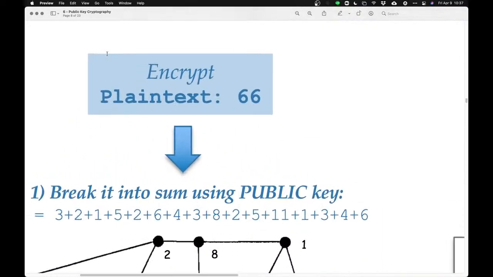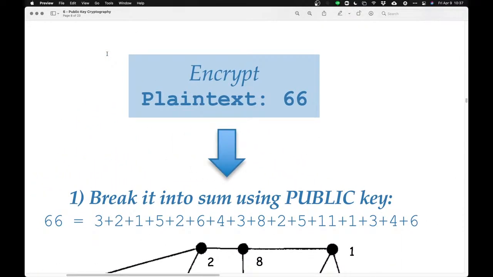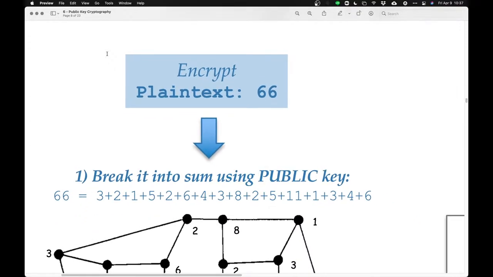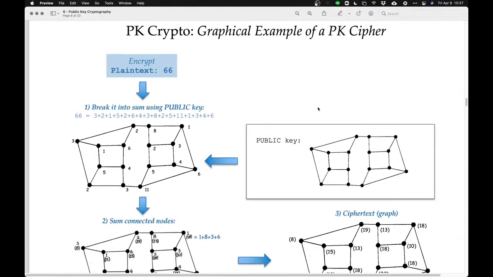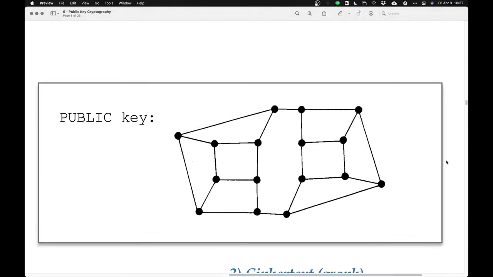Let's say I have a number that I want to encrypt, the number 66. How do I do it? I'm going to encrypt it with a public key and decrypt with a private key. The public key looks like this. The public key is a graph. It's a picture.